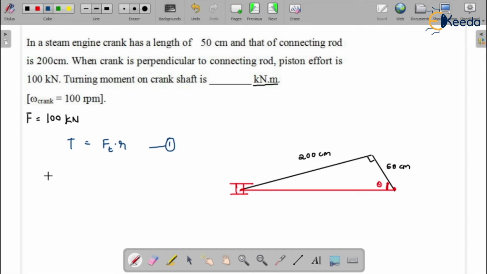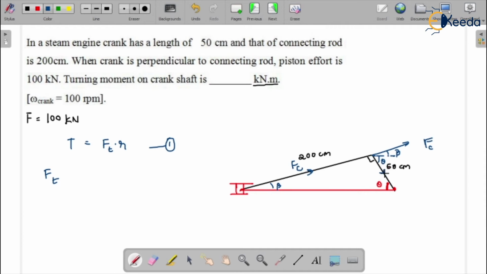Now we are going to solve the tangential force Ft. We know that the force on the connecting rod is considered as Fc, force of connecting rod. We have seen in the derivations, this is Fc, and this angle is theta. If this is beta with the horizontal, this would be beta because this is horizontal line. So complete angle is theta plus beta.